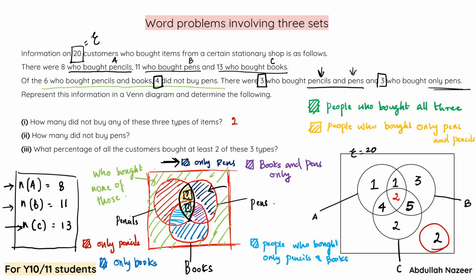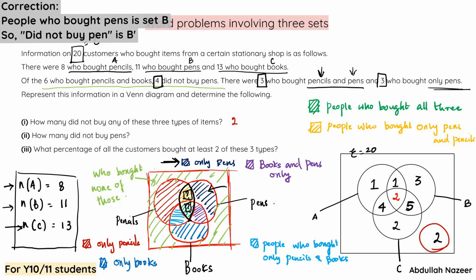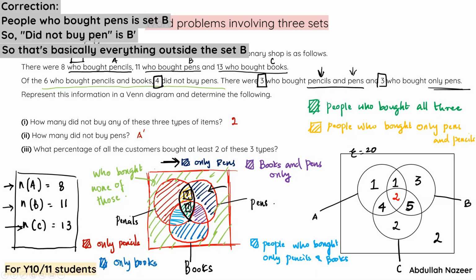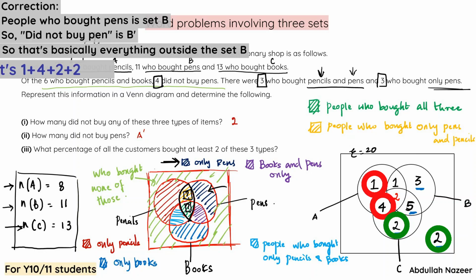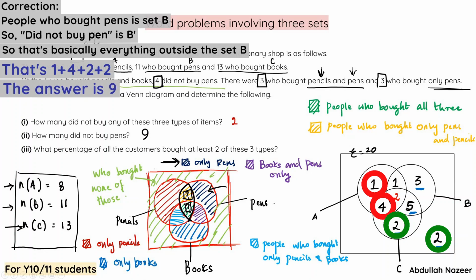How many did not buy pens? Now, did not buy pens is basically a complement, right? Because A is pens, so whoever did not buy pens is a complement. So that's basically everything outside the set A. So the numbers that are outside the set A are 3, 5, 4, and this 2. If you add them up, that's 3 plus 5, 8, 8 plus 4 is 12. So the answer to that is 12. 12 people did not buy pens.